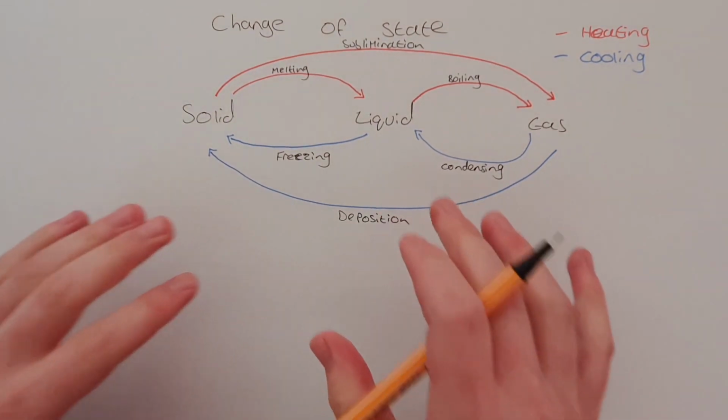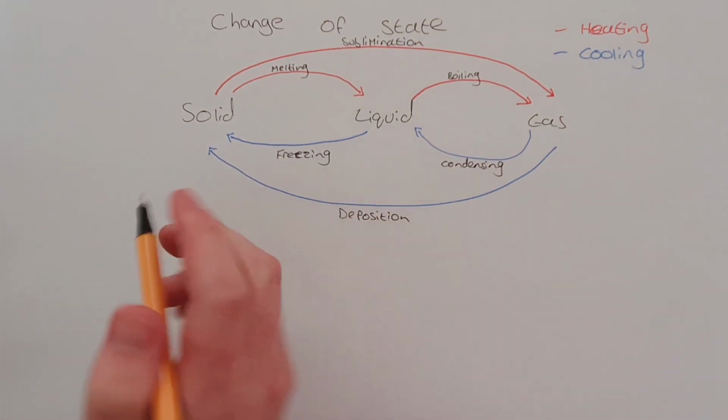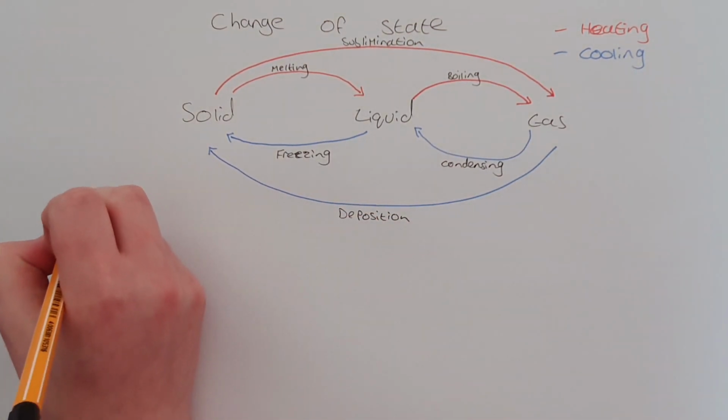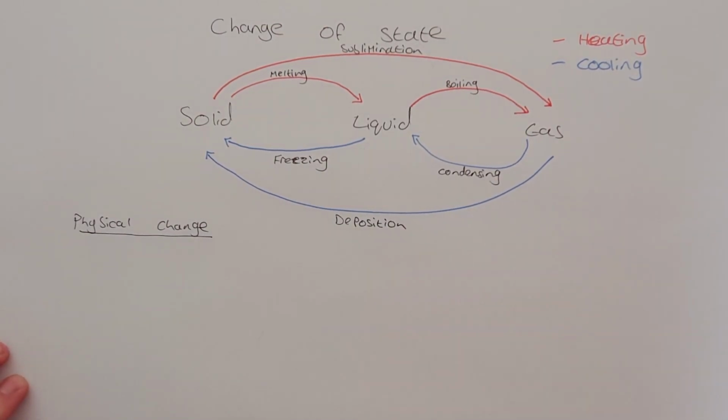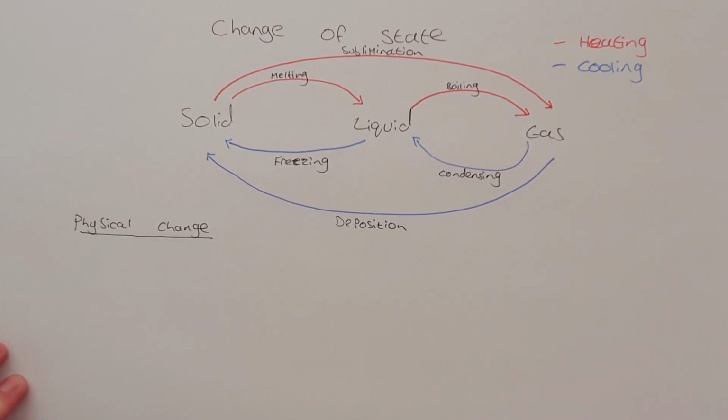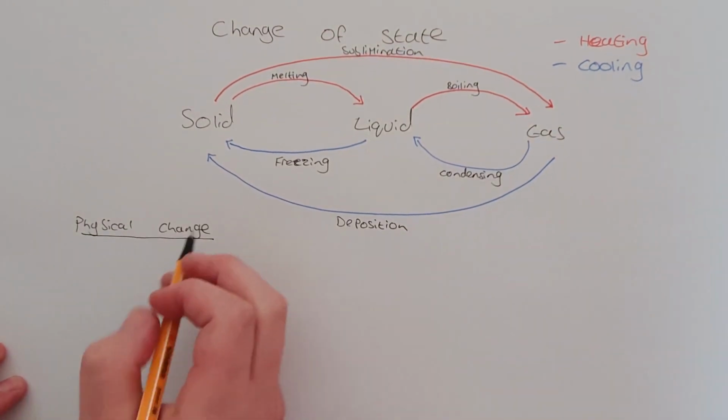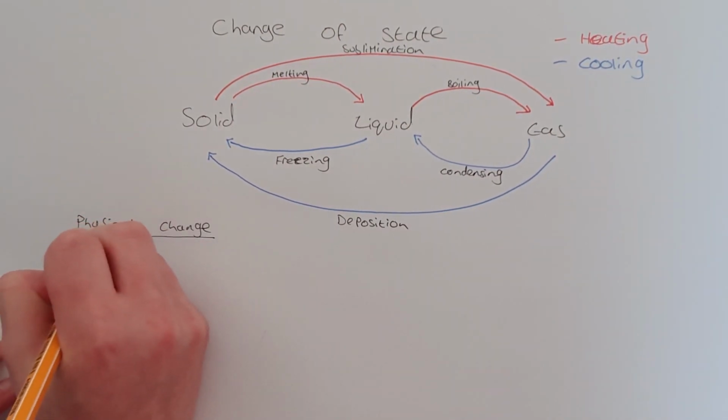However, what you've seen here is an example of something called a physical change. And a physical change, put simply, is a change of state, which means it hasn't changed its chemical identity. If you have a chemical change, you will alter its chemical properties. So here we've got a physical change, which is a change of state.